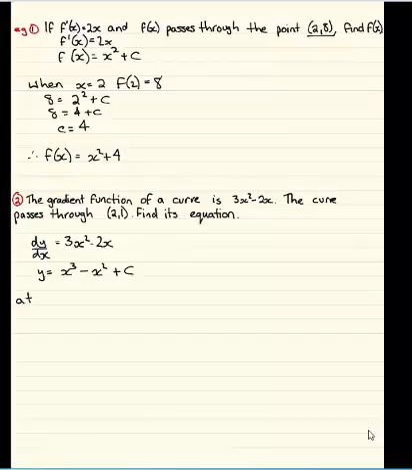But at x equals 2, y is equal to 1. So let's start substituting in. So 1 is equal to 2 cubed minus 2 squared plus some constant. So 1 is 8 minus 4 plus c. So what's c? Well, c has to be minus 3. So therefore, my original function, or the equation of this curve, is x cubed minus x squared minus 3. Because that would give me a derivative of 3x squared minus 2x, and it passes through the point (2, 1).